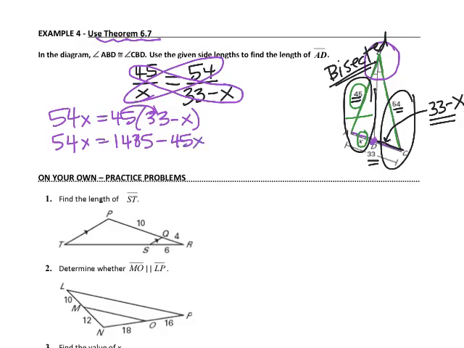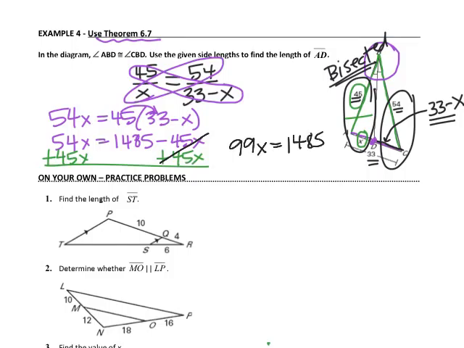And to get rid of that negative 45x, I'm going to add 45x here and 45x here. This is going to cancel, and I'm going to end up with 99x equals 1485. Divide by 99. So a lot of this is algebra. Once you get the problem set up, you just have to use your good algebra skills and make sure that you're careful with your calculation. X is going to be 15.